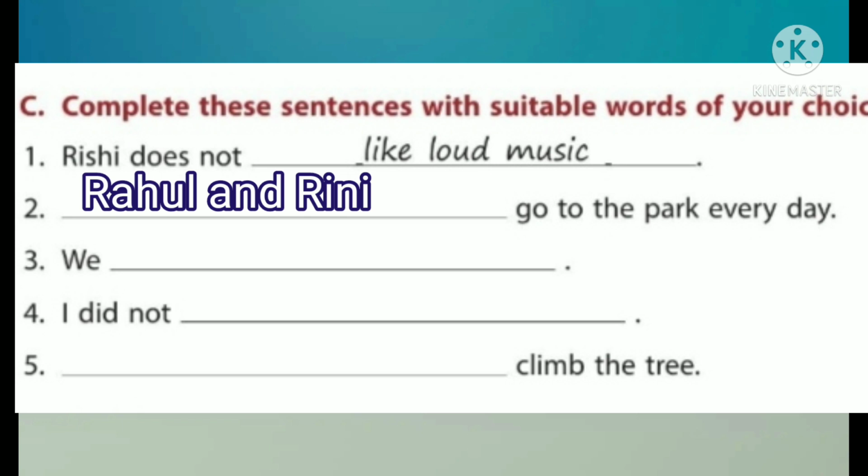Third question, we dash. The subject is already given, then we have to write the predicate part. You can write your own choice, but it should be a correct sentence. Yes, I write here, we do not like cool drinks. Likewise, you can write another sentence.